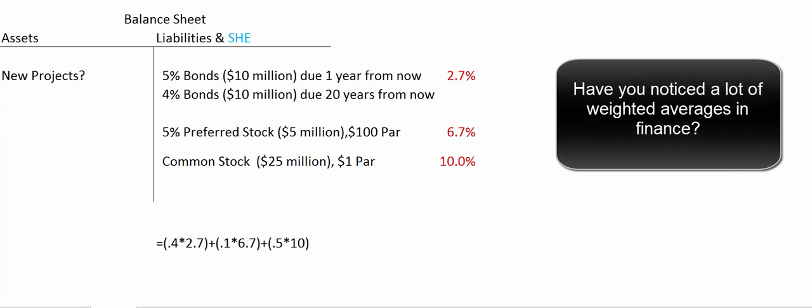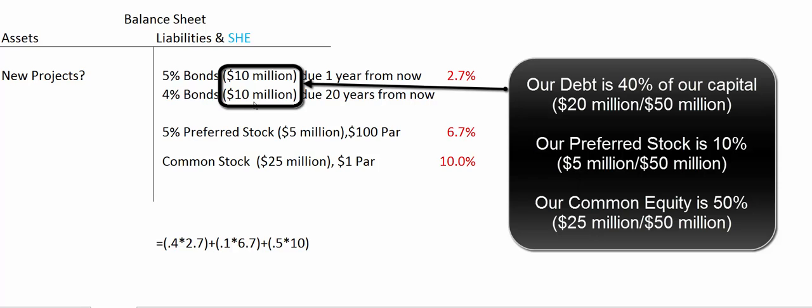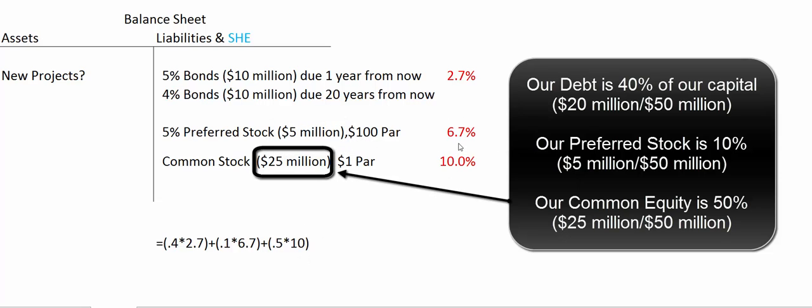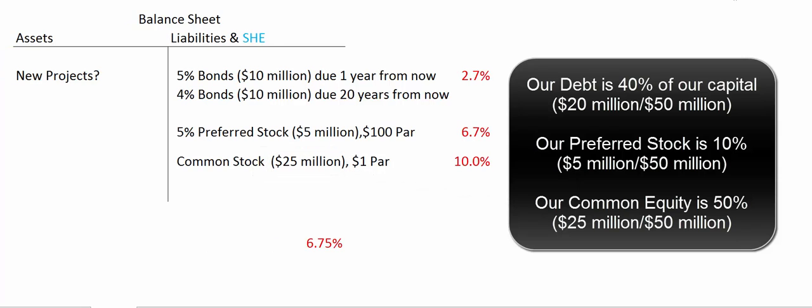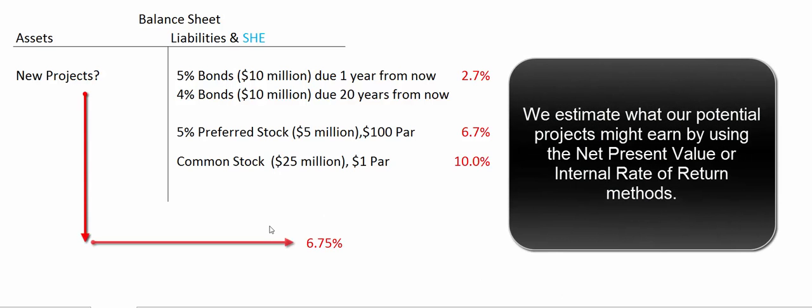So now that we know the estimated costs of our components, we can do the weighting. 40% of our money, remember, here's 20 million out of a total of 50 million, costs us 2.7% after tax. 10% of our money costs us 6.7%, and 50% of our money costs us 10%. Remember, we didn't have to change these for tax effects because dividends are not tax deductible. So when you do that arithmetic, you discover that our weighted average cost of capital is 6.75%. So we need to invest in projects that earn more than 6.75%.